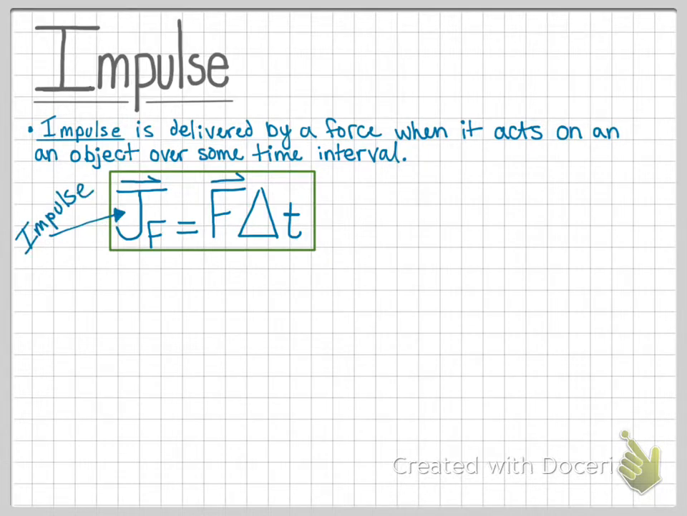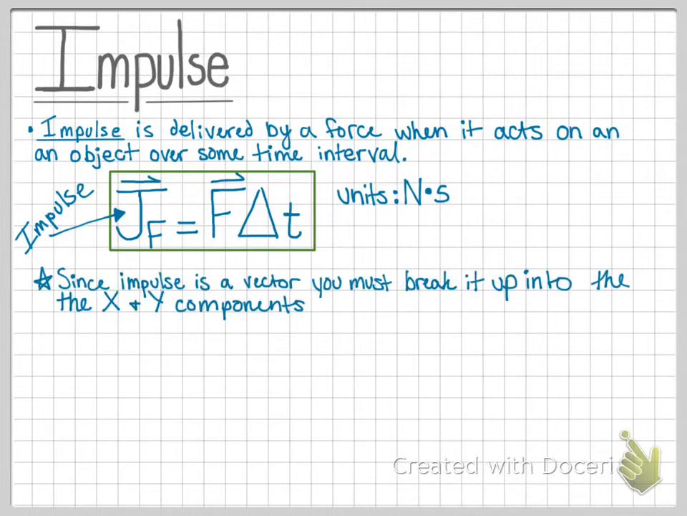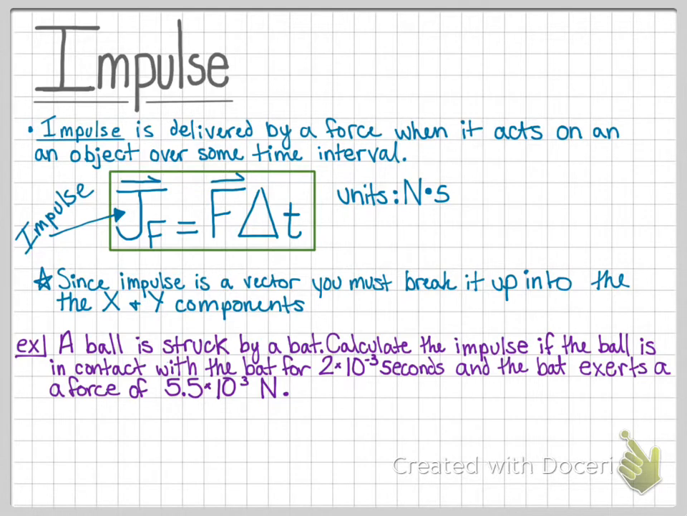The units for impulse is a Newton second. This makes sense because the SI unit for force is a Newton and the SI unit for time is seconds. Impulse is a vector, as you can see by the arrow over the J, and this means that we must always break it up into the x and the y components. So let's do a quick example.